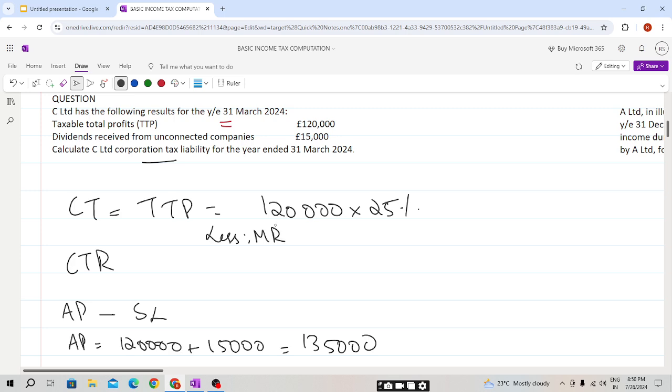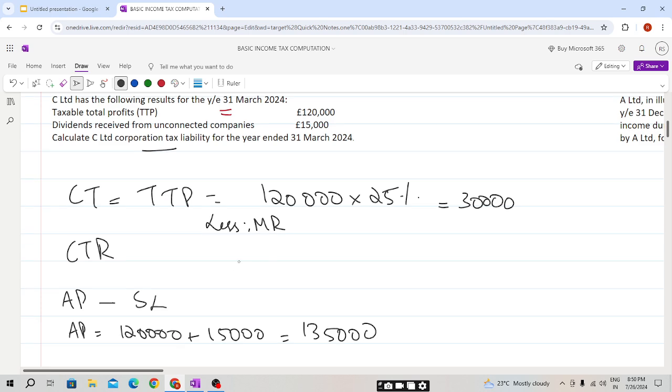So this will be 120,000 into 25%. Students, please do keep in mind the corporation tax is based on the TTP, taxable total profit, but augmented profit is used to determine the corporation tax rate. Dividends are exempt, but dividends from unconnected companies, non-associated companies, will be used to calculate the augmented profits.